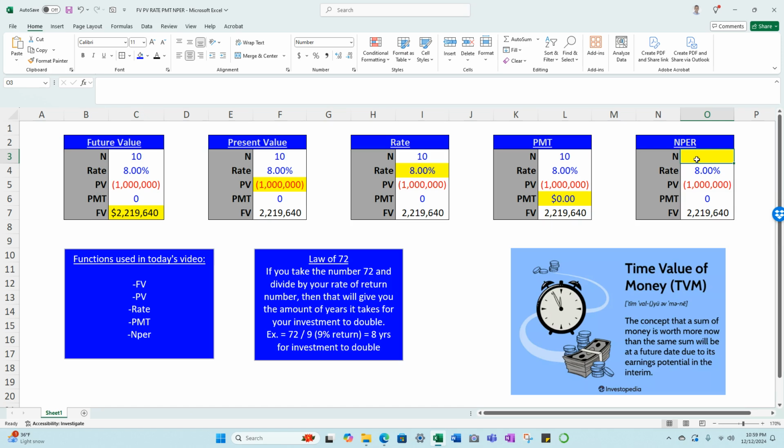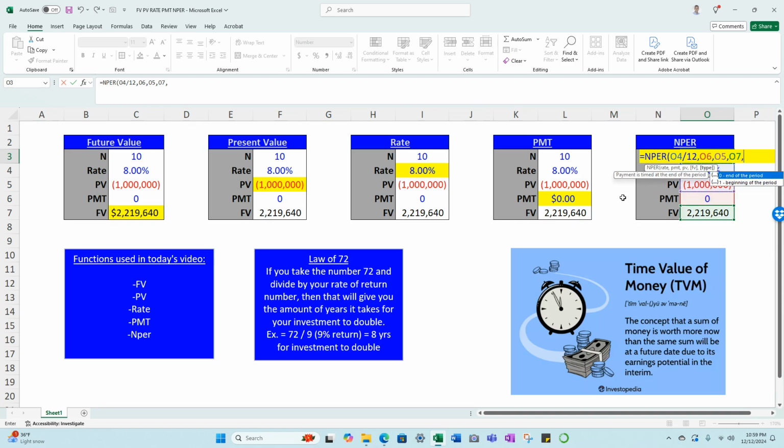Then lastly, our 5th scenario, we're going to go to the number of periods. So it equals NPER. Go to the rate divided by 12. Go down to the payment, and then present value, and future value. Then end of the period. We actually need to divide that by 12, for 12 months.